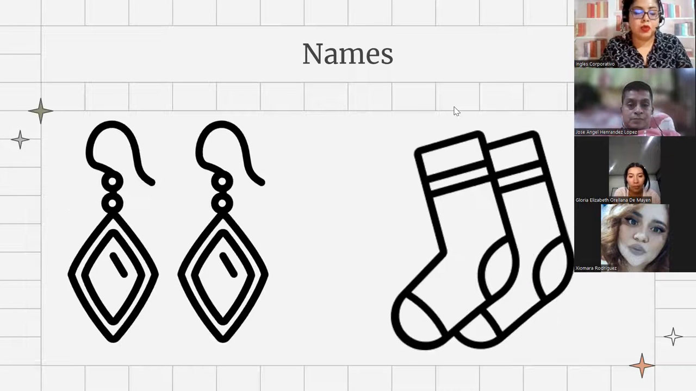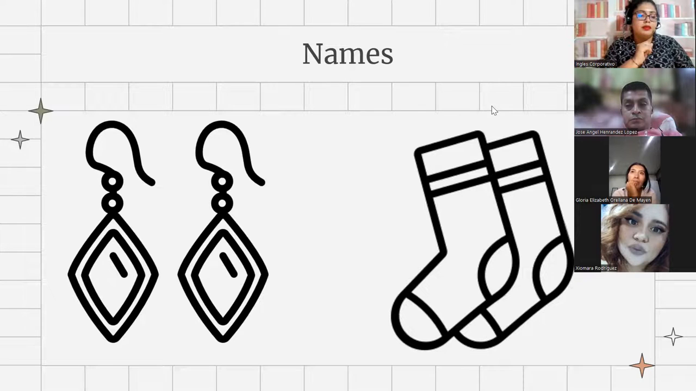Next one. Let's see. What is the first one? ¿Cómo se llaman los primeros? Earrings. Very good. Earrings. And the next one? Socks. Very good. We have socks. So we have just a couple of elements. We're not going to have like the whole thing. No vamos a hacer como una división entre ropa de hombre, de mujer, de invierno, de verano. We're just going to have some elements referring to some clothes, some vocabulary.